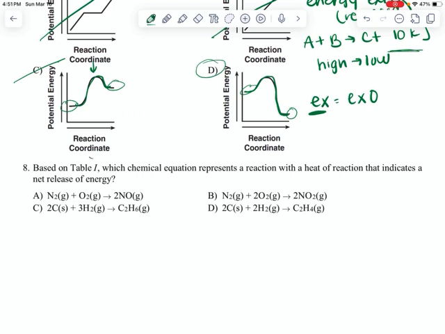Alright, table I shows us delta H's, right? Enthalpies, heats of reaction. If it's negative, that means that it's exothermic, which indicates a net release of energy. That means exothermic. When you look at table I, you'll see that C is the only one that has a negative delta H value listed.